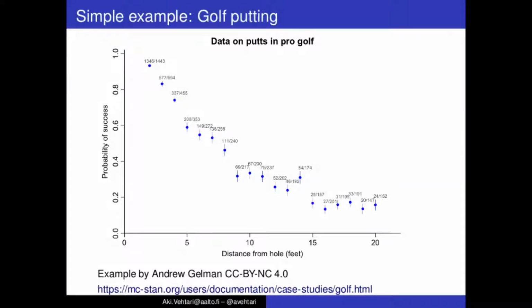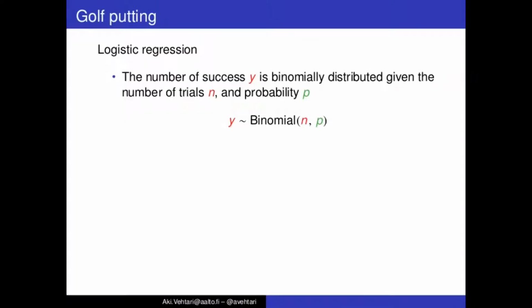As these data are probabilities, we could think of the usual model for probabilities, logistic regression. The number of successes y is binomially distributed given number of trials n and probability p. And then for each distance we have separate number of successes y and separate number of trials n, and then for each distance we get this probability p. I've here used red color to denote data and green color to denote unknown parameter. And we can then write this as y tilde binomial given n and p.